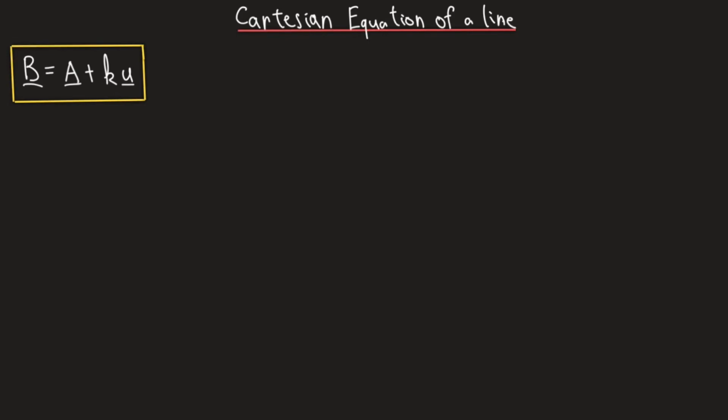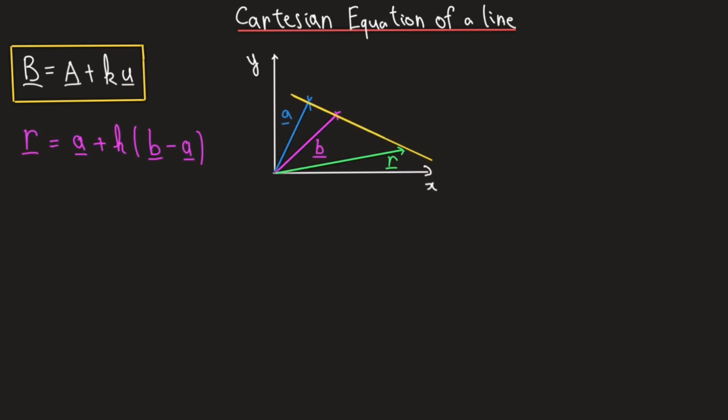In our previous video, we showed how lines can be represented mathematically through the use of vectors. And we came up with the vector equation of a line written out here. Before we look at the Cartesian equation of a line, I wanted to emphasize different notations you might see in textbooks, particularly this one.